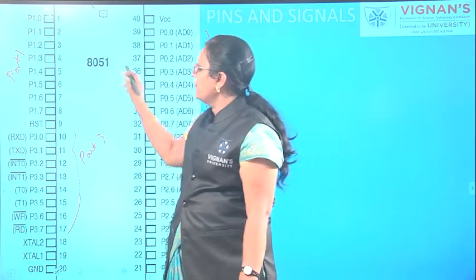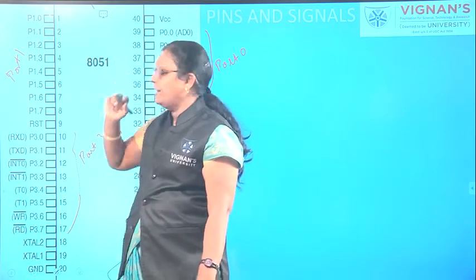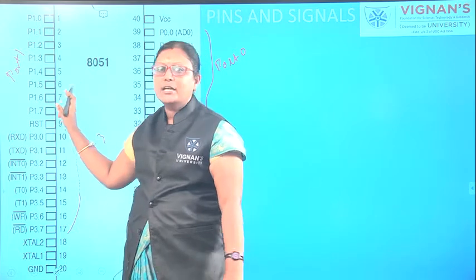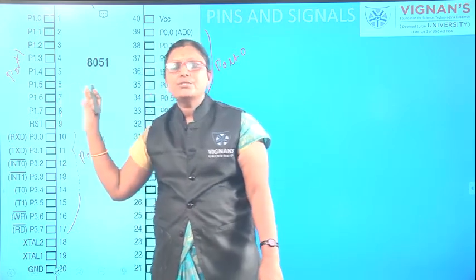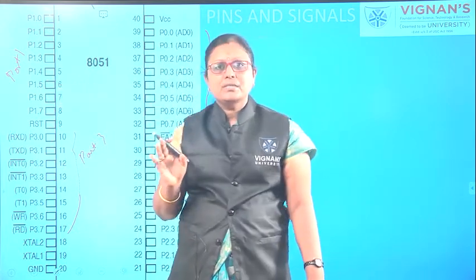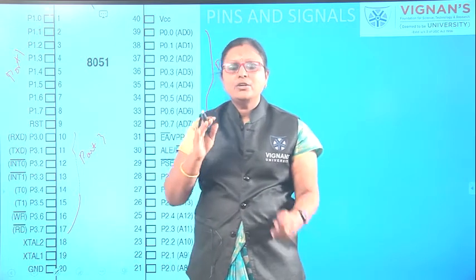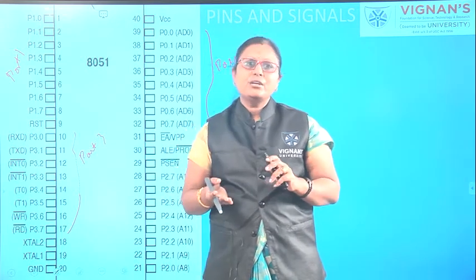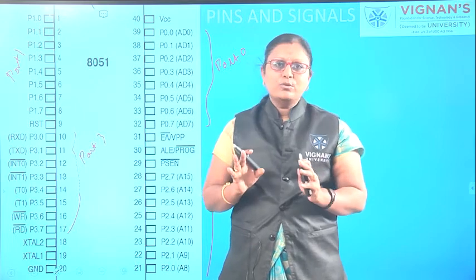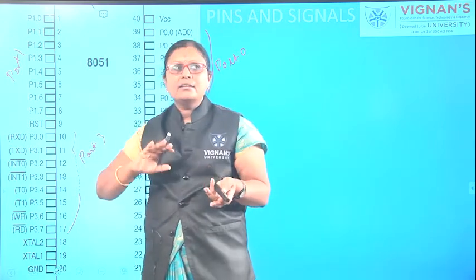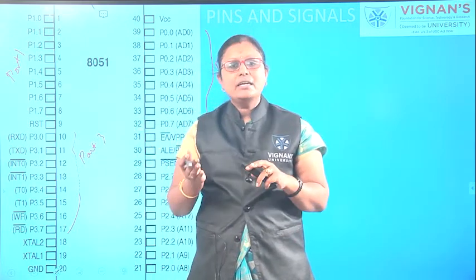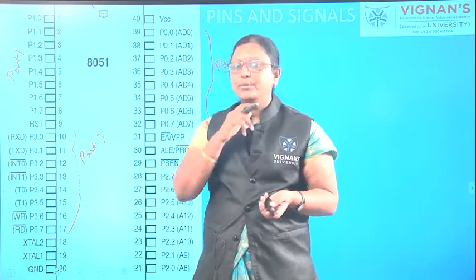Okay, so first we will consider pin number 1 to 8. All these 8 pins are allocated for port 1, which is used for general input output purposes. Clear? So initially when you are initializing your microcontroller, it will be in the output port stage. It can act either as input or output, and it can act as both input and output also.